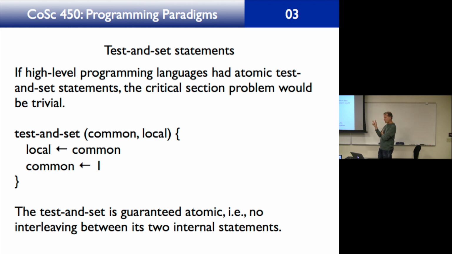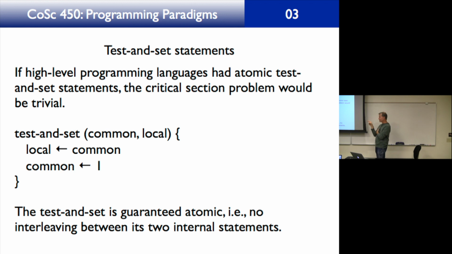Test and set: you give it two variables, actually two parameters. It's a statement that operates on two different things, a common and a local. What it does is local gets common, and then common gets 1. That's a 1. Are you with me? Furthermore, it does it in one atomic operation.